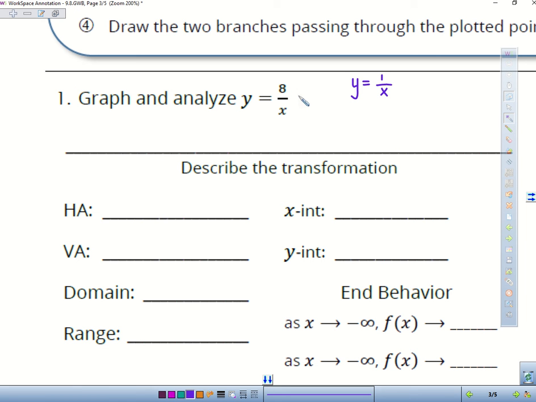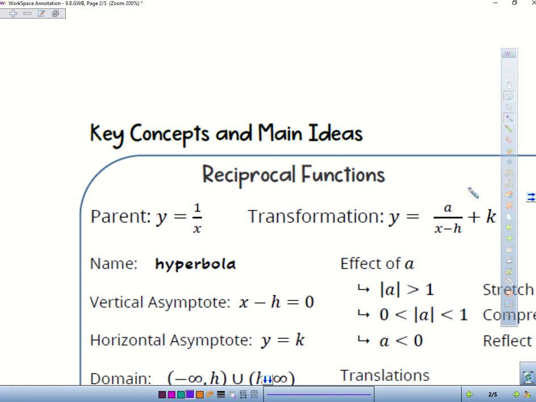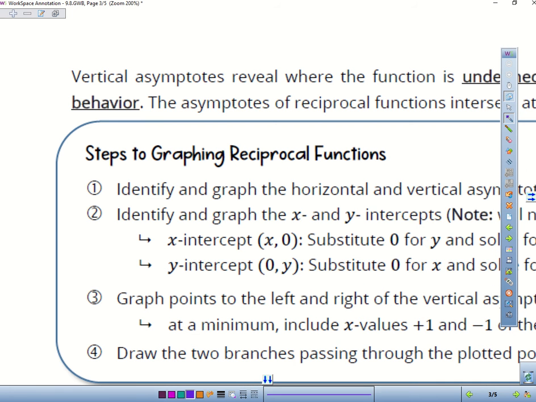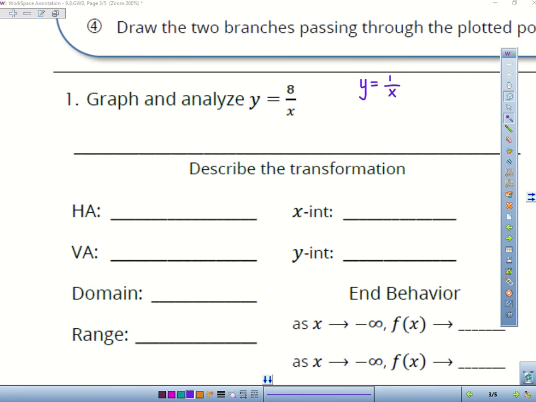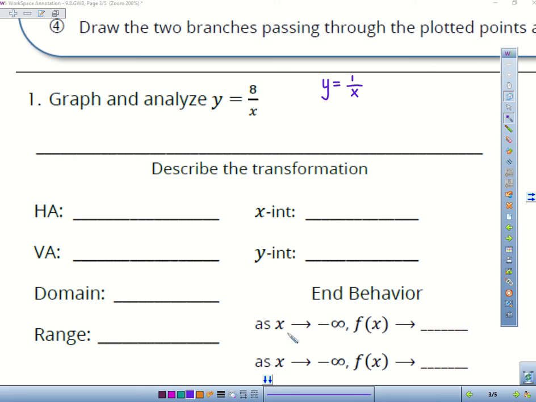The 1 changed to an 8. So what letter does that represent? A, H, or K? H. A. Oh, A. Because you see here how the one on the top is A. So that represents either a vertical stretch, a vertical compression, and/or a reflection, right? So which one of these is that going to be?